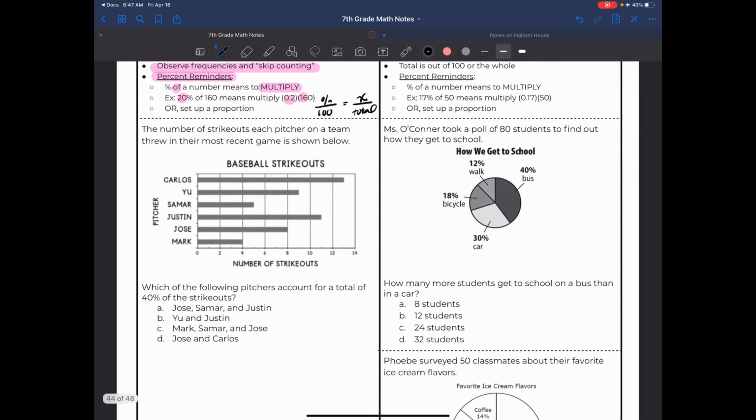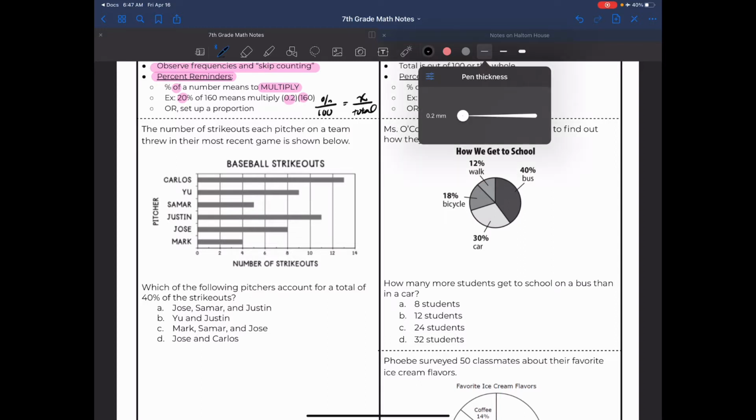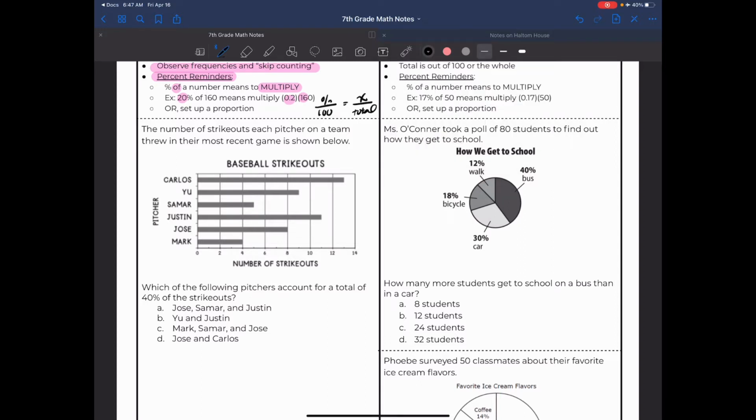So the number of strikeouts each pitcher on a team threw in their most recent game is shown below. The first thing that I always do, you guys should know this by now, is to read the graph. I'm going to pull out everything I possibly can just by reading the graph first before I even get to my questions and answer choices. So I have baseball strikeouts. Carlos looks like he threw 13. You threw 9 strikeouts. Samar threw 5.